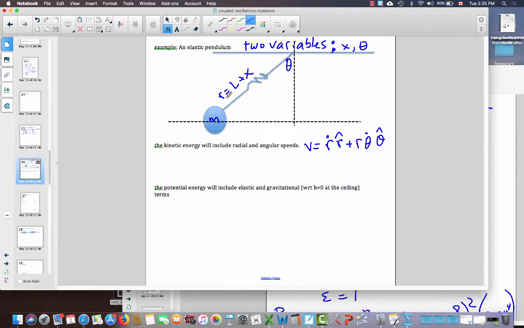Now, L is a constant, so if you do the time derivative of r, you just get x dot, where x in this case is the stretch of the spring. And now r, that distance, is L plus x. This will be theta dot as per the equation, and that is in the angular direction. Okay, so when we do kinetic energy, it's half m. Now these two components are perpendicular to each other, so the square of velocity is just going to be the square of the two components. So there'll be x dot squared, and then there'll be the square of this component as well: L plus x squared theta dot squared.